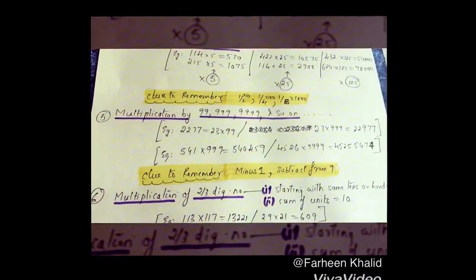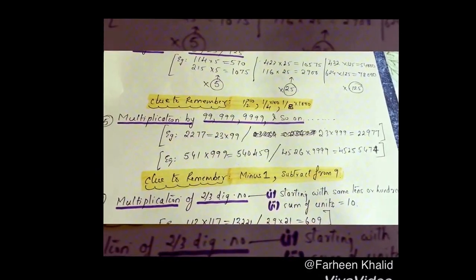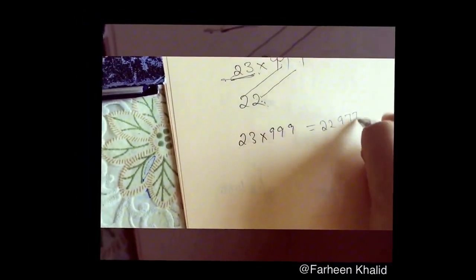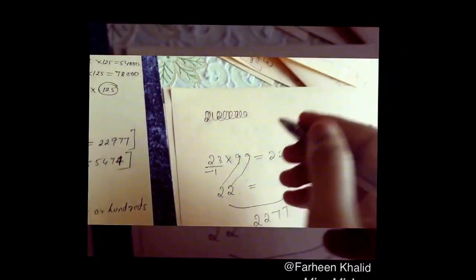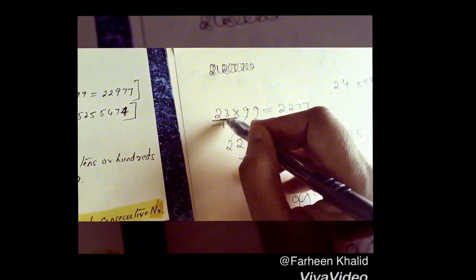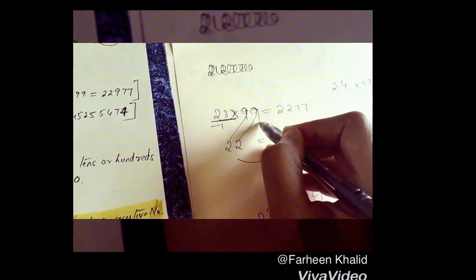All right, so now we do the next one, which is 23 times 999, which is equal to 22977. Okay, before we go ahead, I'd like to tell you that when you are multiplying a 2-digit number, you have to have at least 2 9s here.